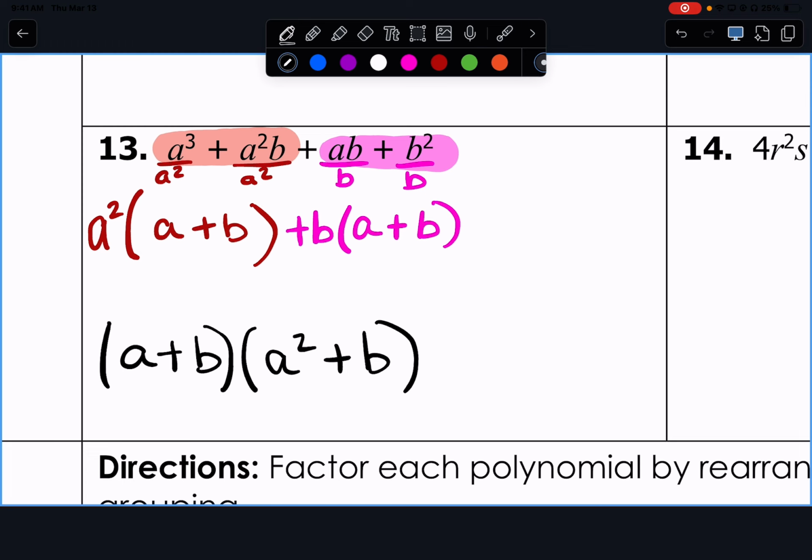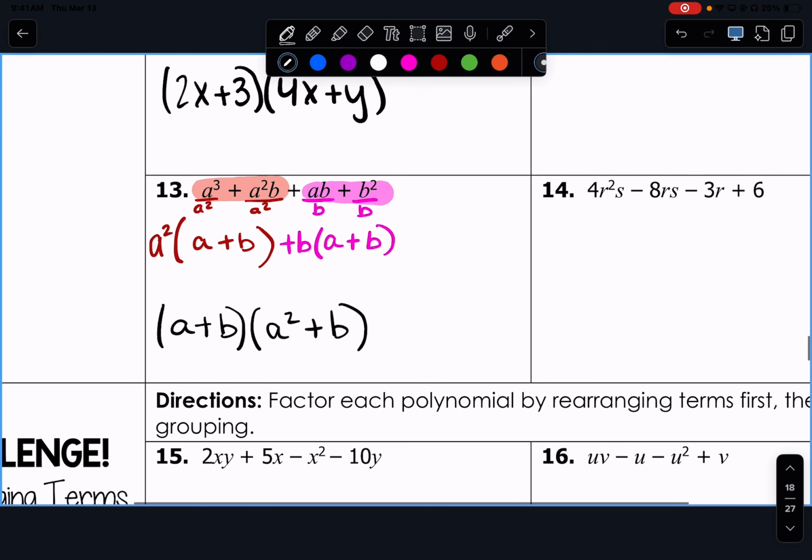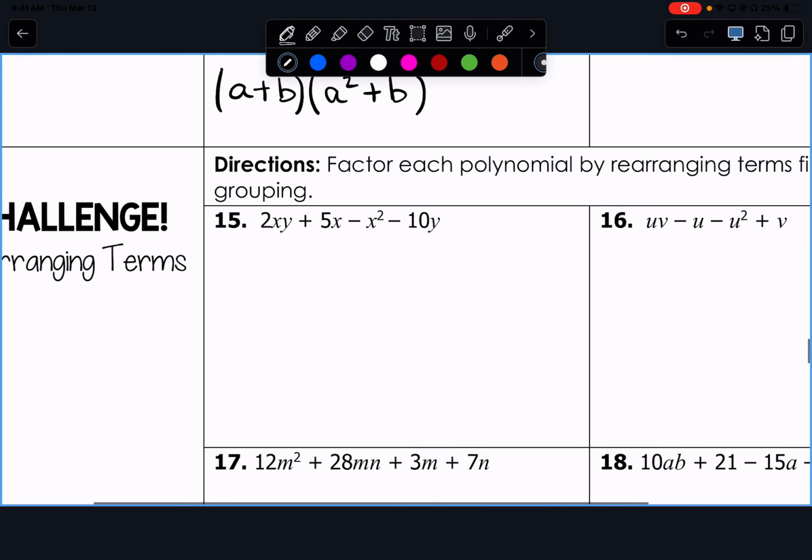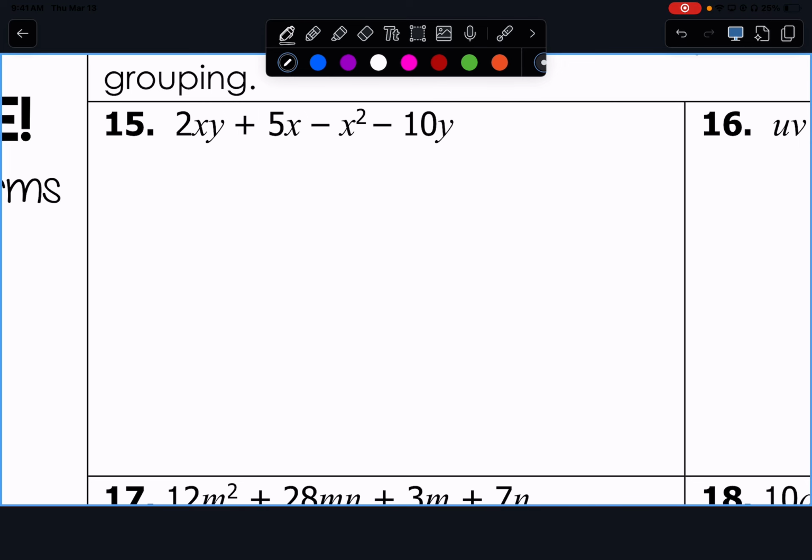Now, the challenge section at the bottom, okay? So it is slightly different in that it is not already in standard form, okay? So we have to put these in standard form. In order to put them in standard form, what matters more? Alphabetical or exponents? In standard form, alphabetical will go over exponents. Okay. Now, exponents will still matter, but within the alphabetical.